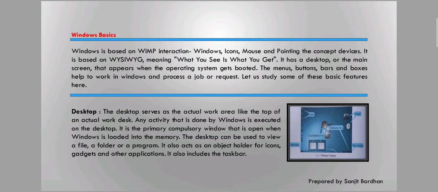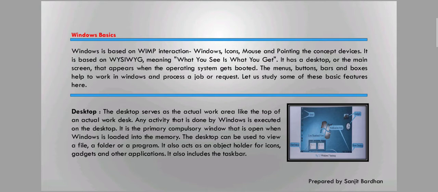Okay, it has a desktop, or the main screen that appears when the operating system boots. That means when we switch on the computer, the first screen that appears is called the desktop. The menus, buttons, bars and boxes help to work in Windows and process the job or request. These are the main things of Windows.